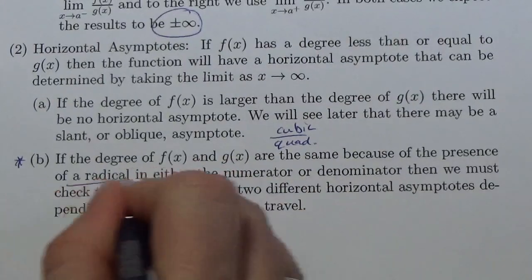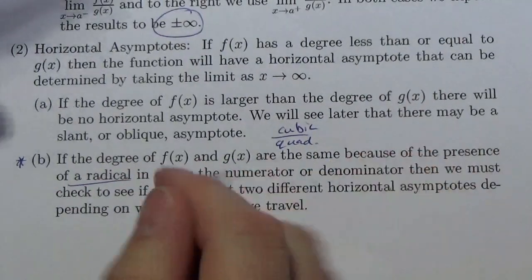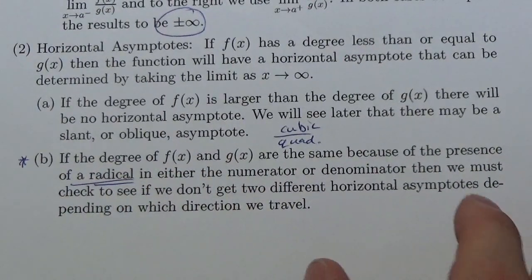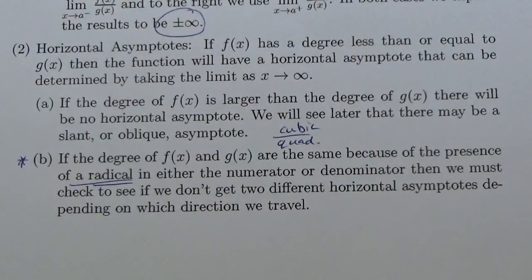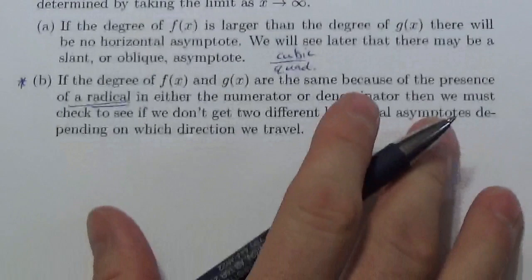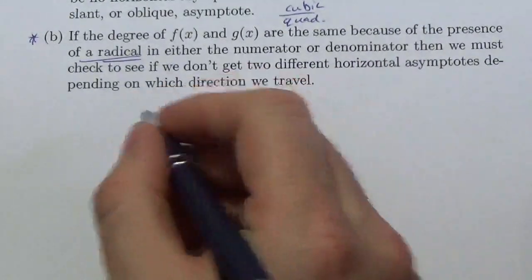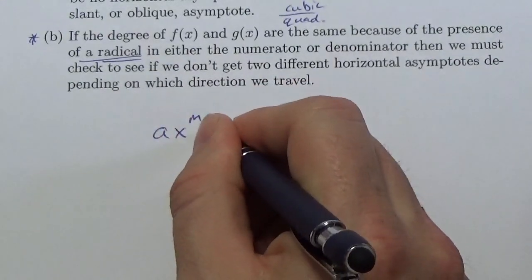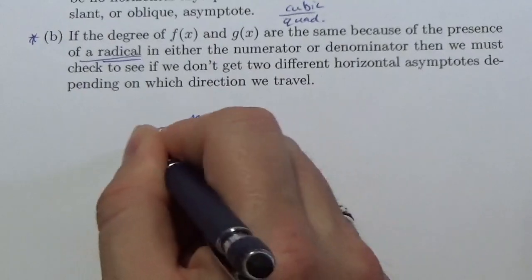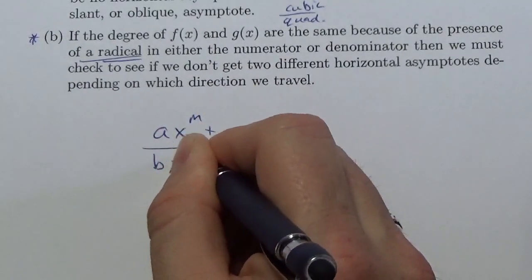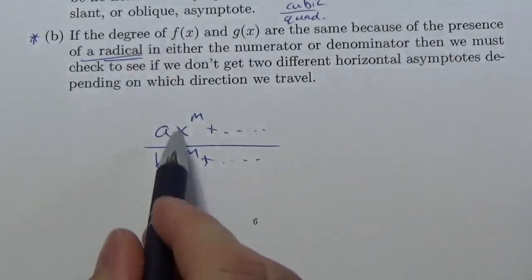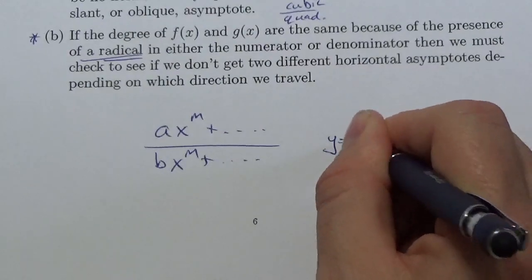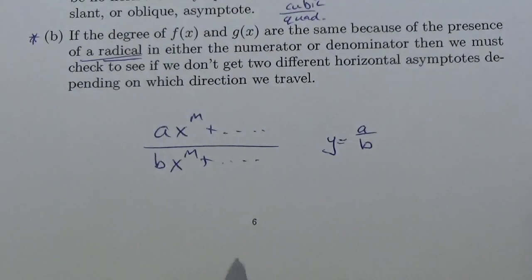If they're the same because of the presence of a radical, then that radical actually introduces two possibilities for the horizontal asymptote, and it changes if you go to the right or the left. Normally, if you've got two different functions and you've got the same degree, so let's say you've got a x to the m plus dot dot dot, then b x to the m plus dot dot dot. If the degrees of the numerator and denominator are the same, then your asymptote is going to be y equals a over b, just the ratio of the leading coefficients.